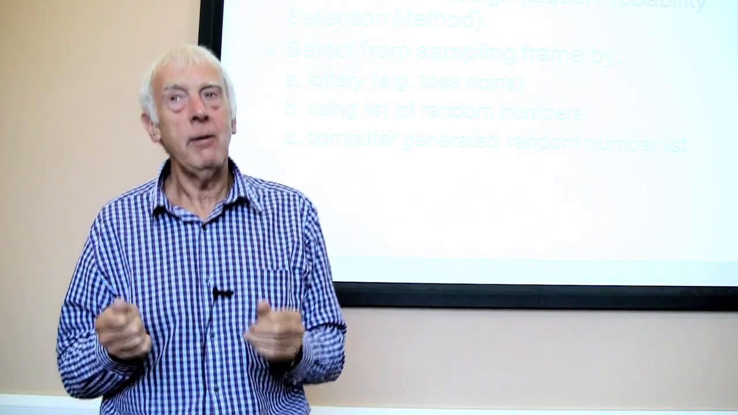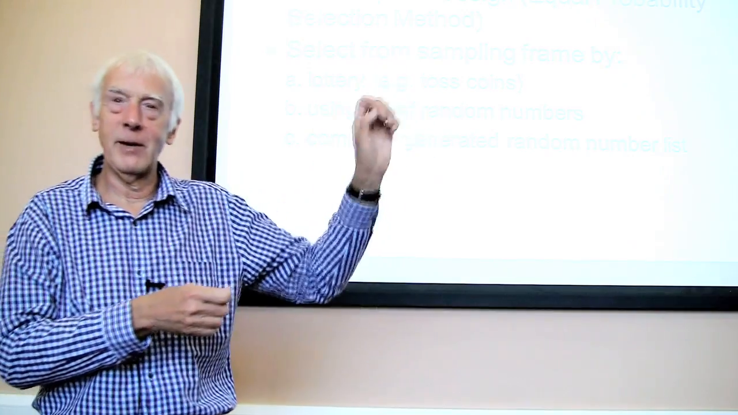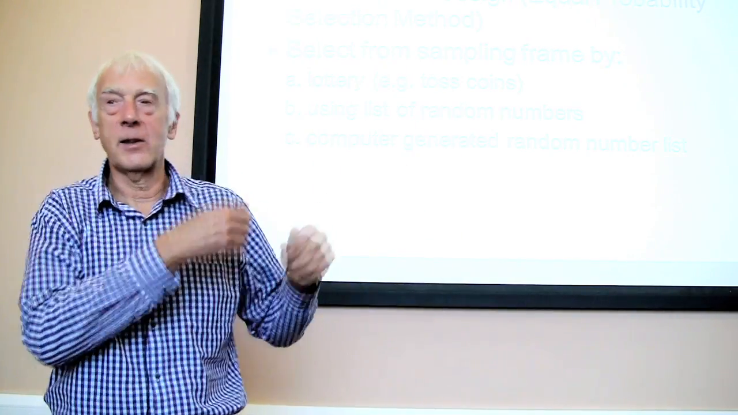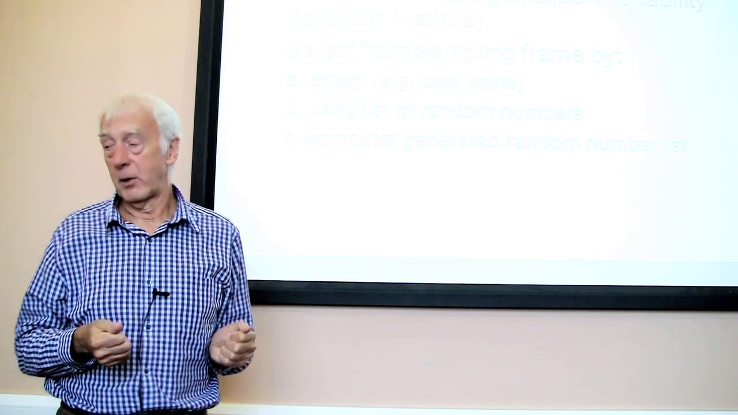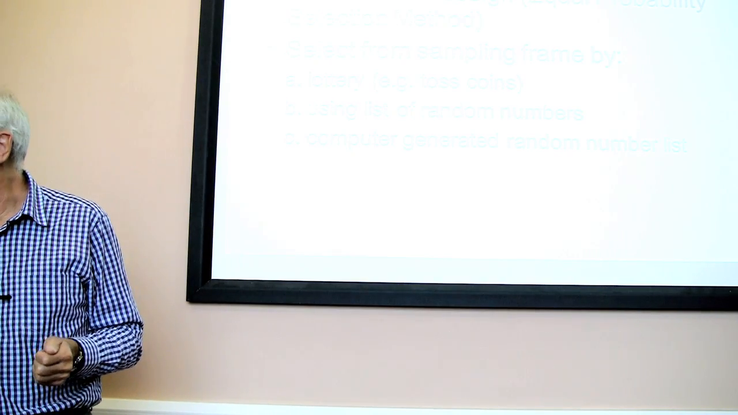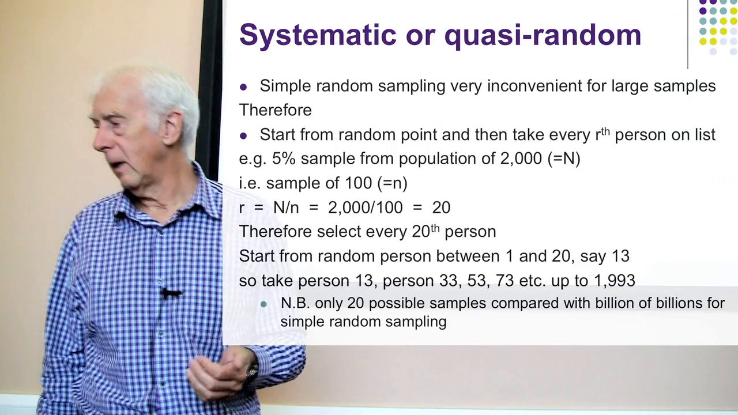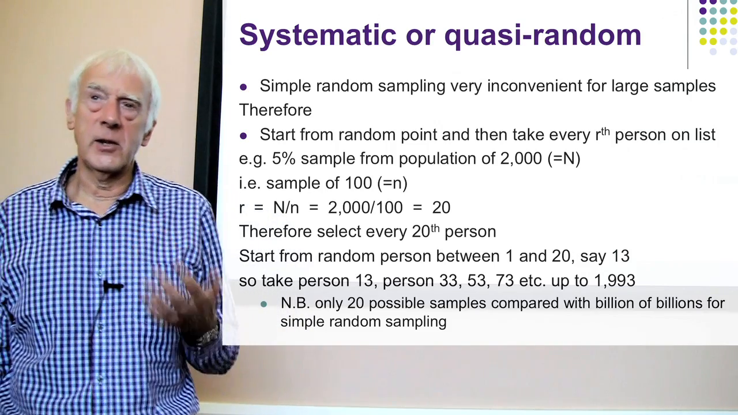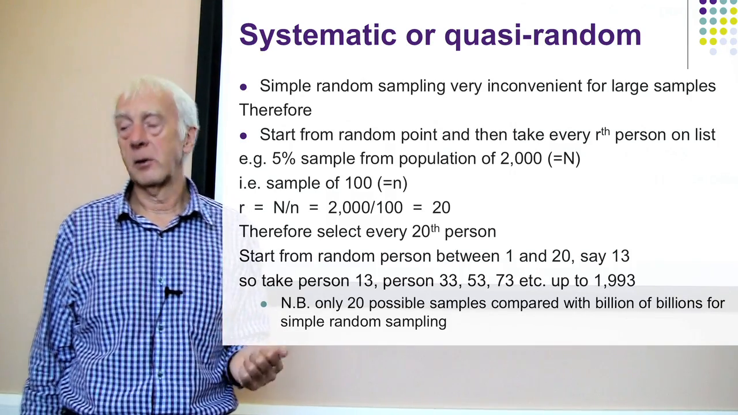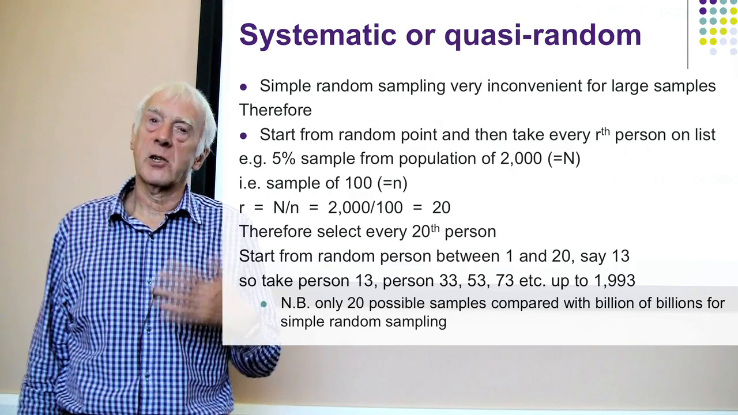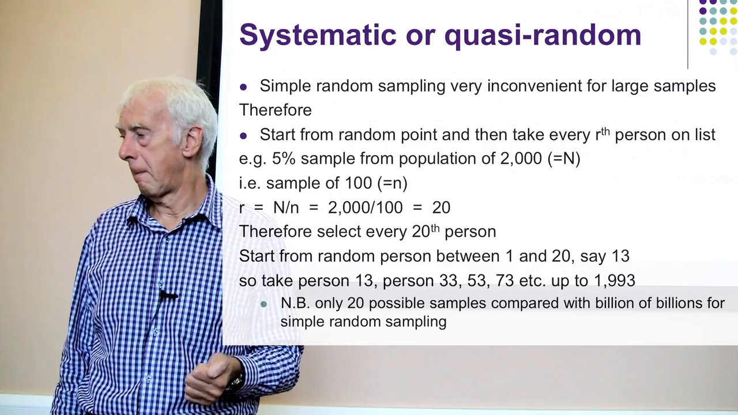Simple, but very, very tedious if you've got a large population. Imagine going through 250,000 people, giving them all a number, and then having to select 2,000 or 3,000 from them using random numbers. It can be rather tedious. So that's why we often use the systematic or quasi-random approach. It's statistically just as good, where there's no human choice involved, so it is still, in that sense, a good sample. But there's just slightly less variation in the samples that we can actually get.